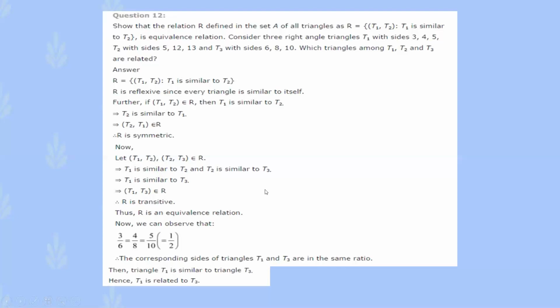Further, they are telling us the sides of the three triangles. Which triangles among T1, T2, T3 are related? So we had done here the ratio of the triangles, which are similar. See here, 3, 6, 4, 8, 5, 10. And here it is 5, 12, 13. You can easily see that the ratio of the first triangle and the third triangle will only be the same. So let's see here 3 upon 6, 4 upon 8, 5 upon 10, which is giving us the same ratio as 1 upon 2. So we can easily say that T1 and T3 are the related triangles.